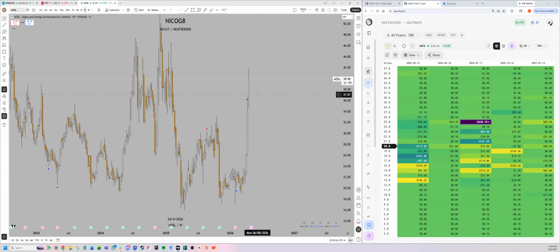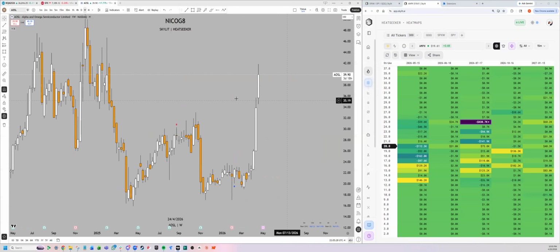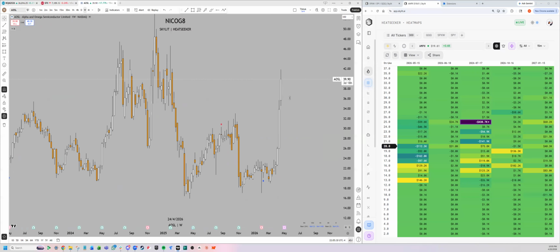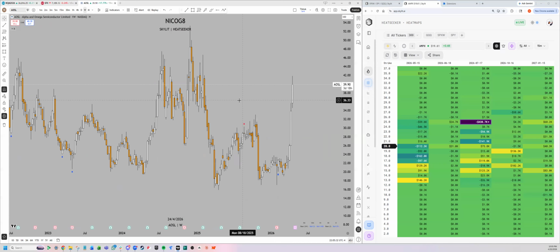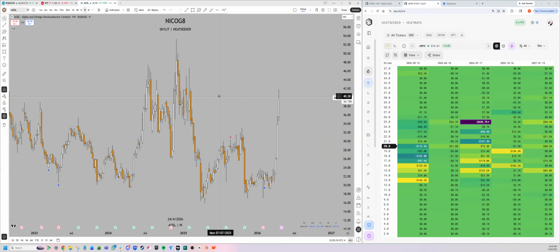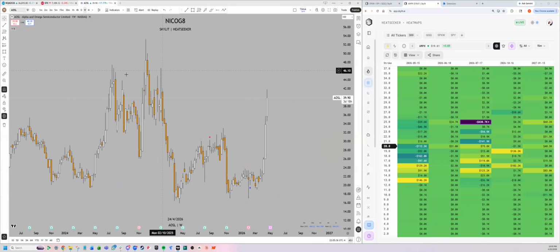I don't know, but AOSL, I don't know what your thesis is on it. Are you trying to short this or play continuation? I guess if you're trying to short it, you might have to wait a little bit higher, honestly. So these 45 wicks look pretty strong. But yeah, this is purely off the chart.